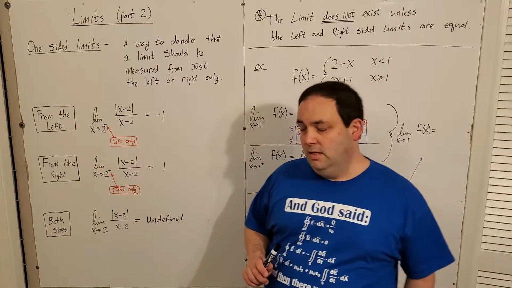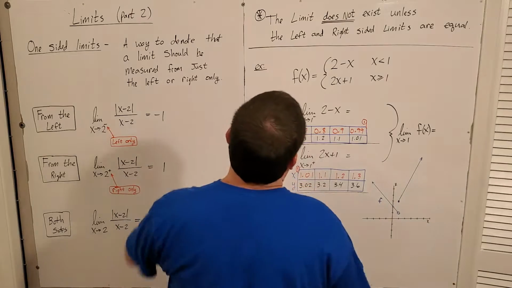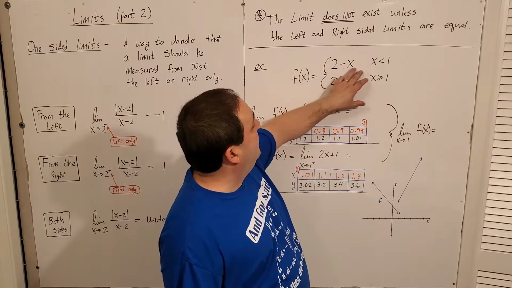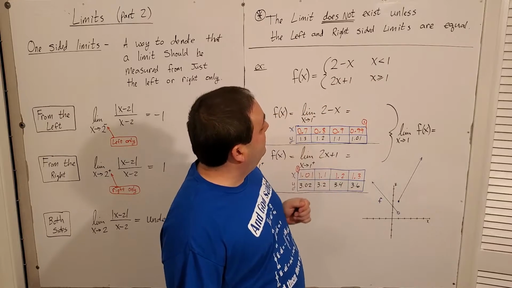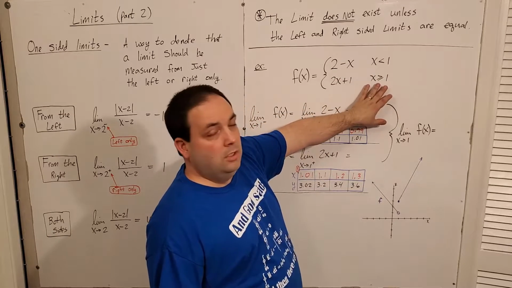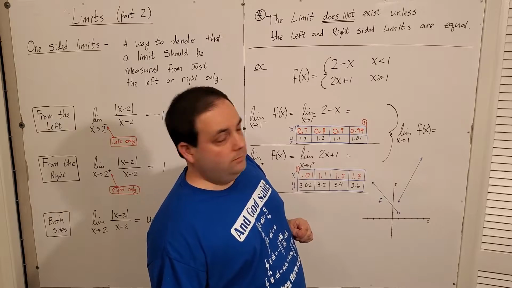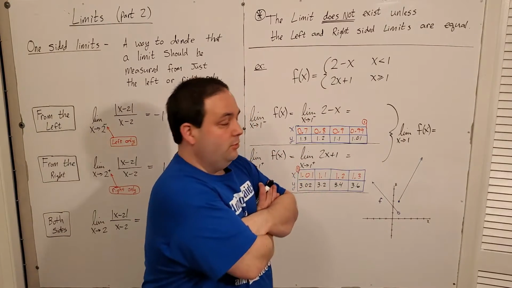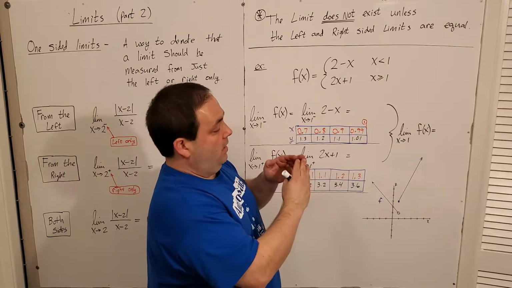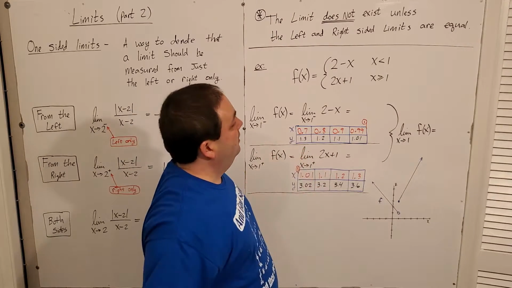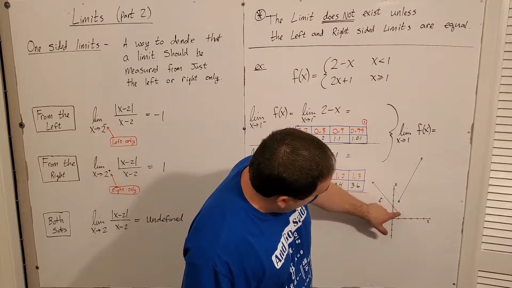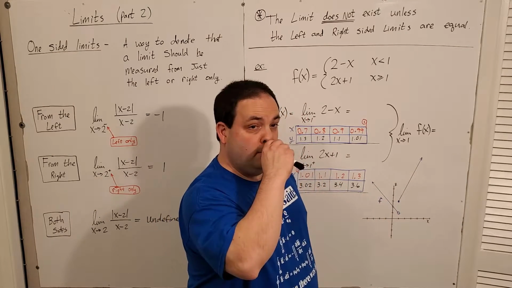Okay? Here's another example. Imagine this function right here, 2 minus x, whenever x is less than 1, and 2x plus 1 whenever x is greater than or equal to 1. Okay, so piecewise function. We saw one of those last time too, right? And the one we did last time, the two pieces met up. Well, if you look, I've graphed this one out for you. You'll notice this time the two pieces do not meet up.